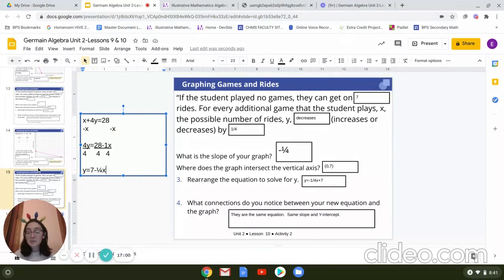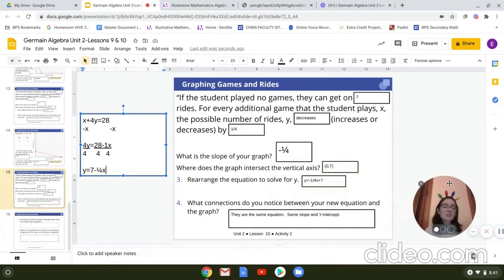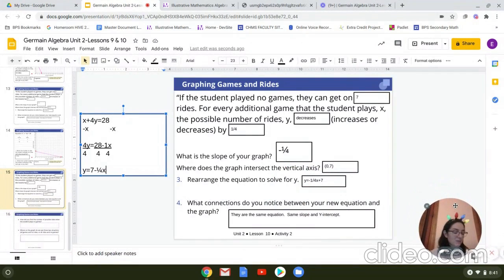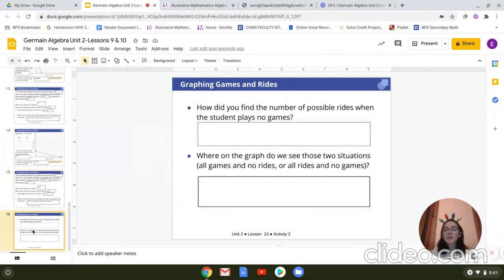So what I want you to do for the last 2 minutes of this time that we have together is look at these last few questions here, and go through and answer these questions as best as you can. I'm not going to go through the answers because I think that you guys can go through those independently.